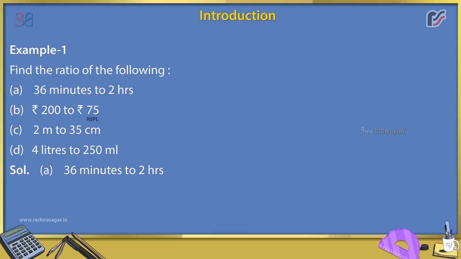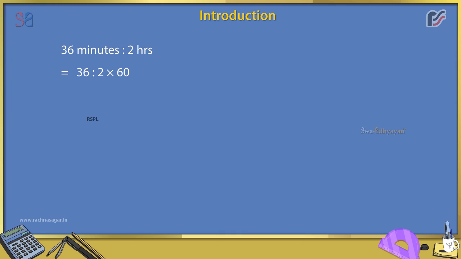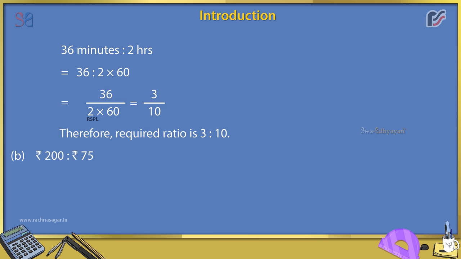Solution. A. 36 minutes to 2 hours. To find the given ratio, we convert 2 hours into minutes. 2 hours is equal to 2 into 60 minutes. 36 minutes is to 2 hours is equal to 36 is to 2 into 60, which is equal to 36 by 2 into 60, which is equal to 3 by 10. Therefore, the required ratio is 3 is to 10. B. Rupees 200 is to rupees 75, which is equal to 200 by 75, which is equal to 8 by 3, which is equal to 8 is to 3. Hence, the required ratio is 8 is to 3.